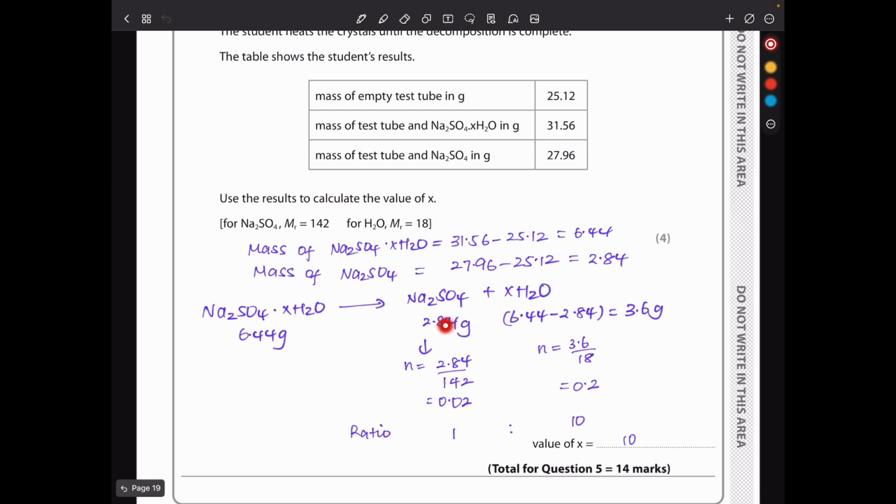And since I've got the mass of the anhydrous, I can get the mass of water by subtracting these two, and I got 3.6. So the number of moles of this should be the mass divided by the MR given, giving us that. And the number of moles of this should be 3.6, the mass, divided by 18, giving us that. So the mole ratio is 1 to 10. And therefore, since the ratio is 1 to x, 1 to 10 means x is equal to 10. So that is the answer.